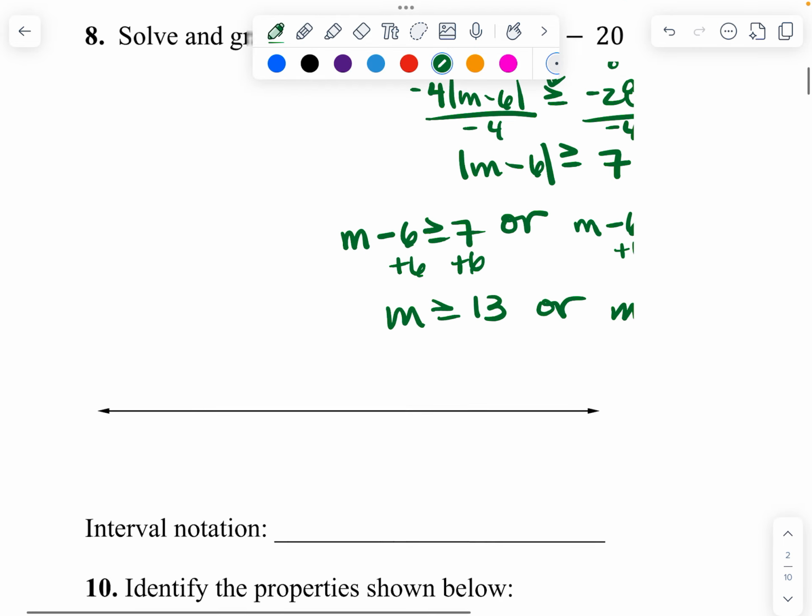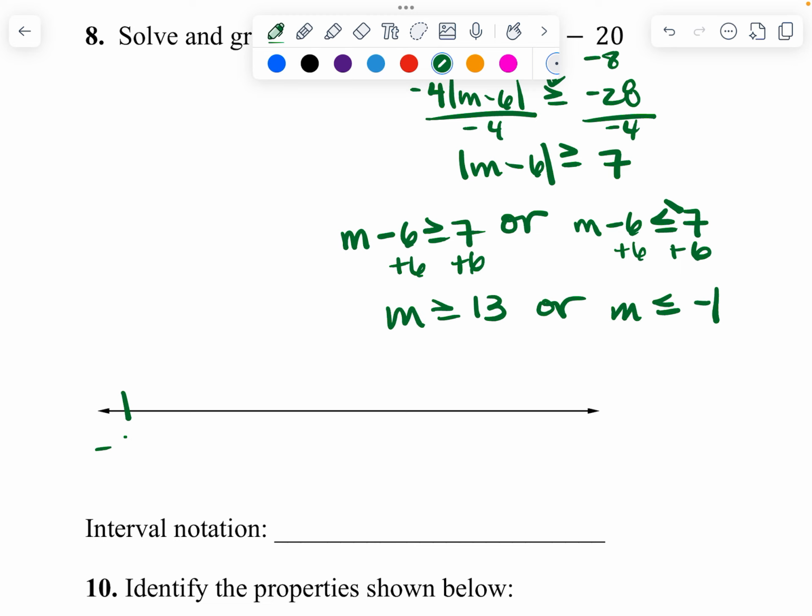So let's see, negative 2, negative 1, 0, 1, 2, 4, 5, 6, 7, 8, 9, 10, 11, 12, 13, right here, 15.